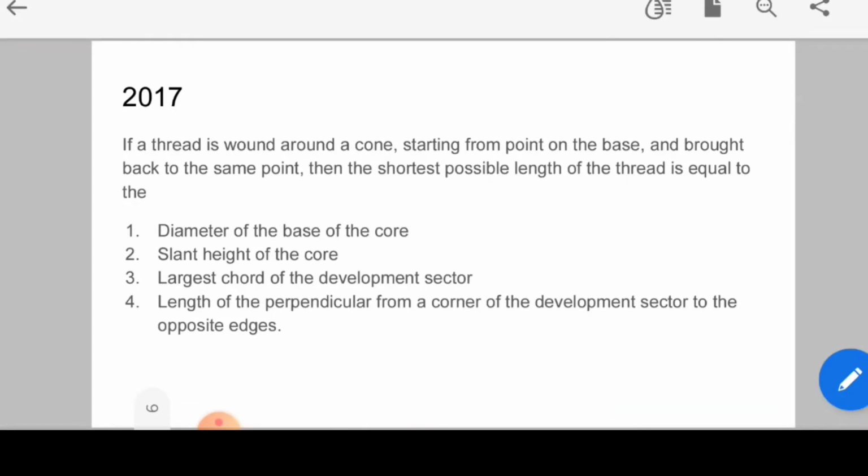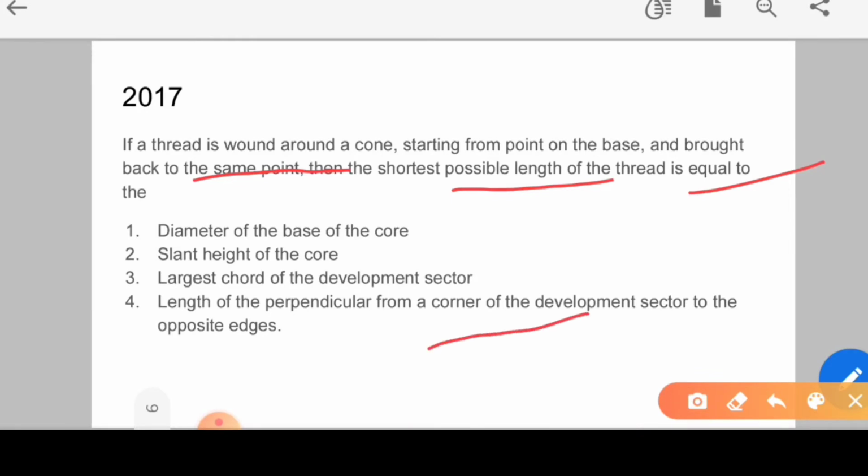Next question is, if a thread is wound around a cone starting from one point on the base and brought back to the same point, then the shortest possible length of the thread is equal to: first option diameter of the base of the cone, second slant height of the cone, third largest chord of the development sector, fourth length of the perpendicular from a corner of the development sector to the opposite edge. Correct answer is largest chord of the development sector.